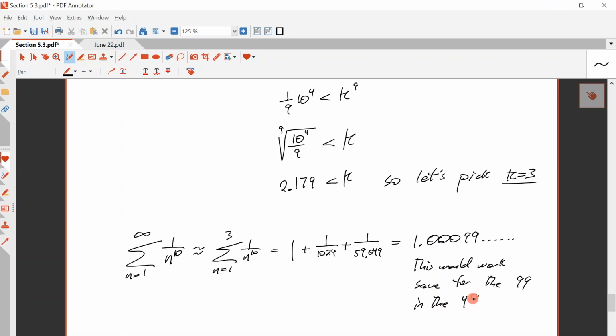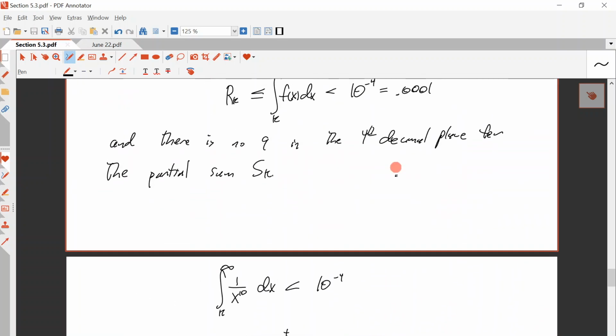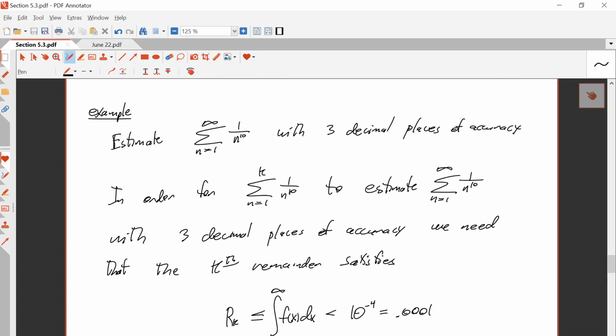In the fourth and fifth decimal places. So let me see, how can we fix this? Let's go with, instead of 3 decimal places of accuracy, let's say 4 decimal places of accuracy, or maybe 5 decimal places of accuracy.